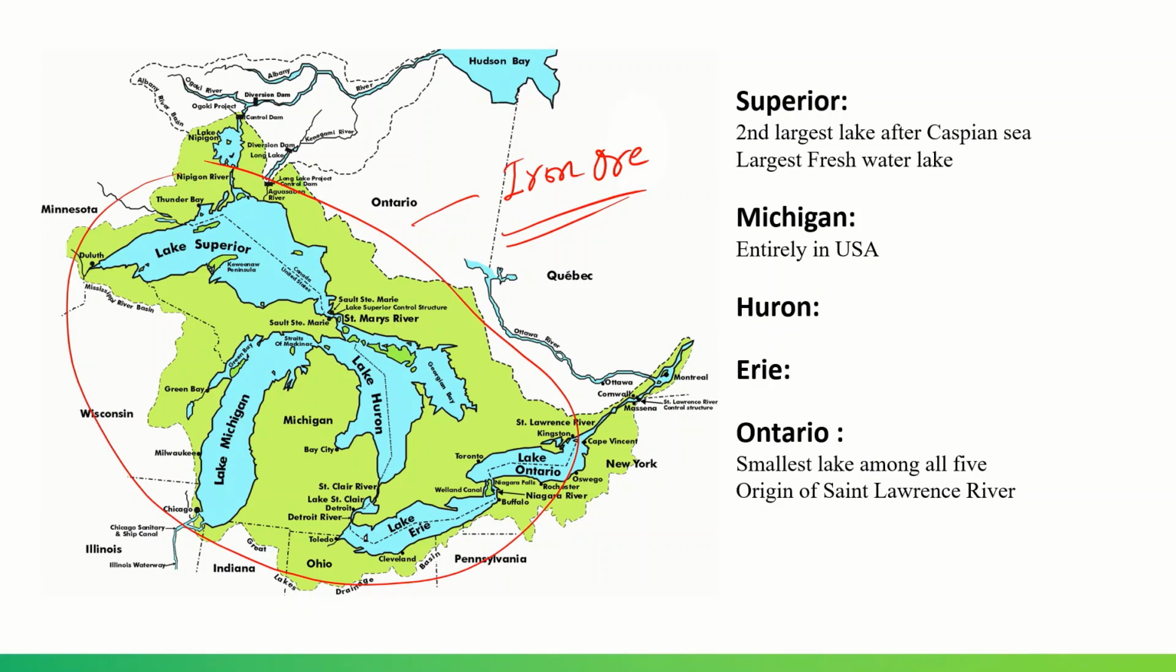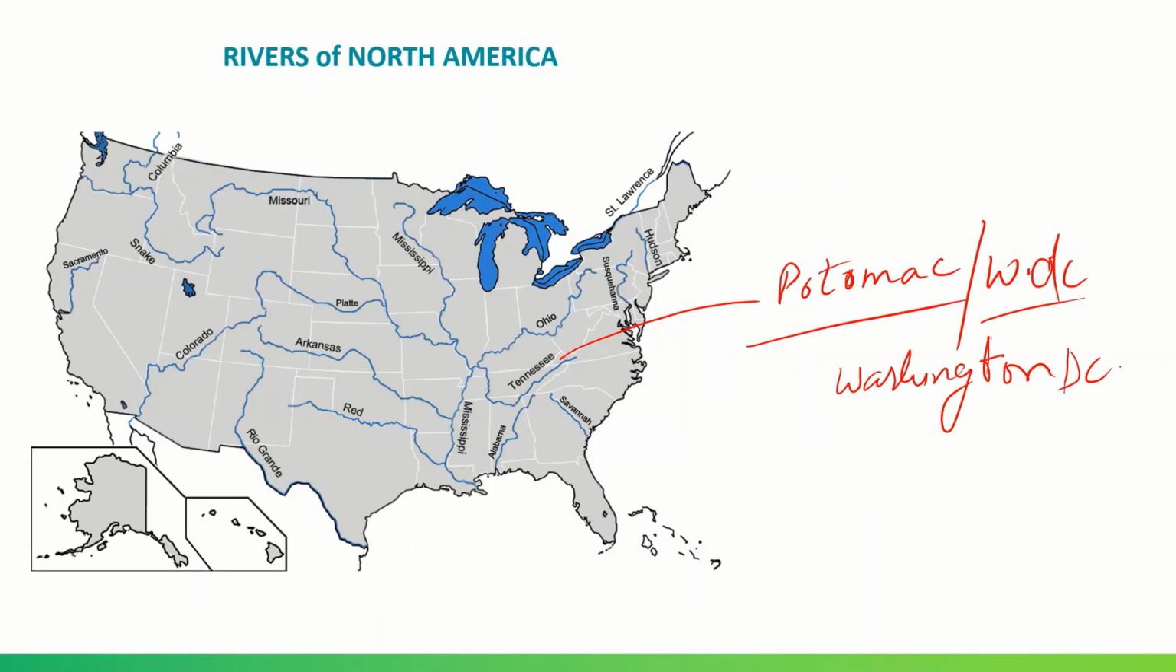You can now imagine the origination of the Industrial Revolution from the Appalachians itself, because it has abundance of coal, and coal is directly connected to the Industrial Revolution of the world. Coming to the rest of the rivers of North America.